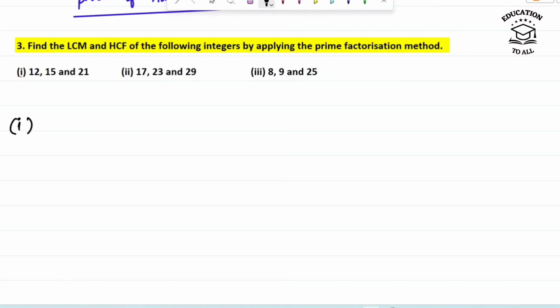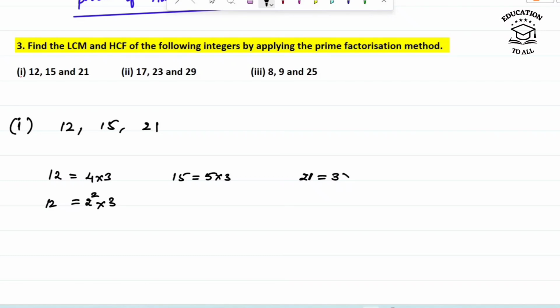So Roman number 1 is 12, 15, 21. Three numbers are given. I'll take the first number 12. 12 I take as prime factors 4 into 3. So 4 is not a prime number, so I'll write it as 2 square into 3. For 12 it is that. Similarly 15. 15 is a very simple number to write as a prime product, 5 threes are 15. Next 21. So 21 is 3 sevens are 21.